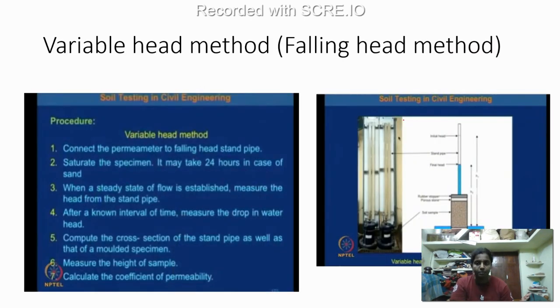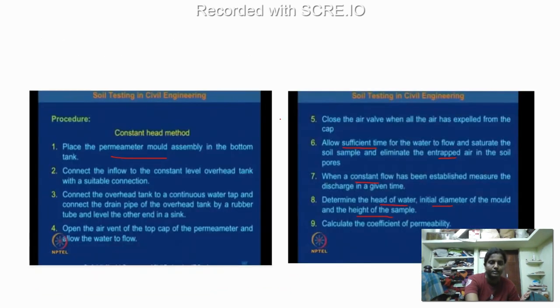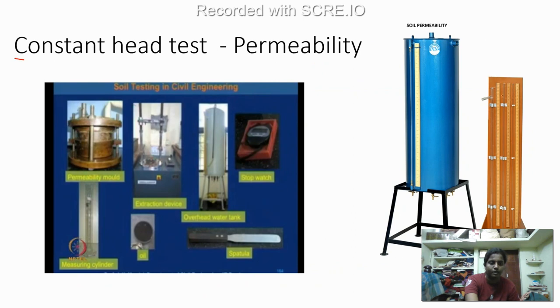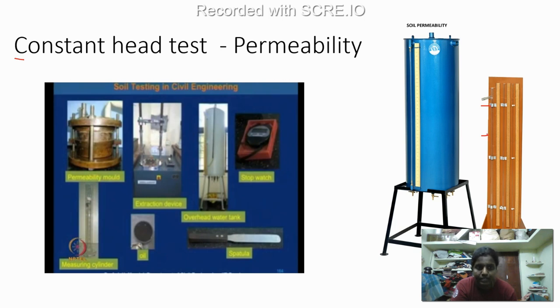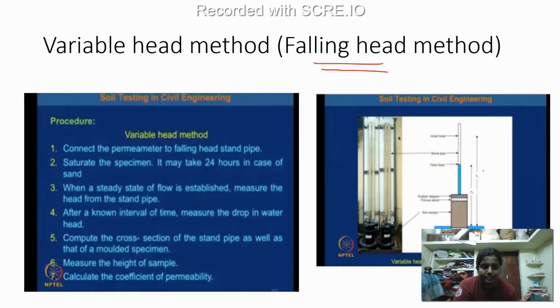Next is going to be your variable head method, or falling head. So in this method, your head is not going to be constant. The head is going to keep on changing. So in a variable head method, I have shown you a burette here. You have to find out the time taken for the water to flow from this height to this height. For example, if this is 90, and this is 80, you find out the time taken for the water to flow from this height to this height. I'm talking about the variable head test. That's what the picture shows here.